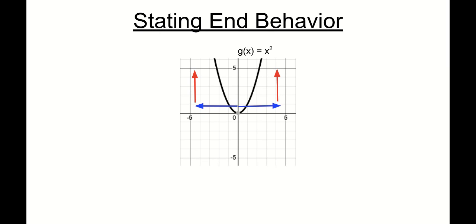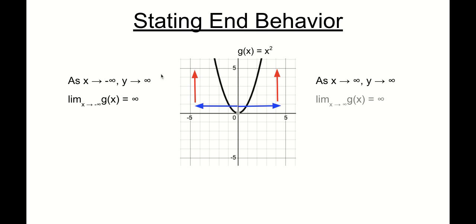Actually, we're going to do two more. Here we have our x squared. As I go to the left, I go up. So as I go to negative infinity, y goes to infinity. As I go to the right, y goes up. So as x goes to infinity, y also goes to infinity. I can do this in limit notation. The limit of g of x as x goes to negative infinity is infinity. All matches. And then same thing for the right side. The limit of g of x as x goes to infinity is infinity. This is just saying as x goes to the right, the y values of this go to infinity.